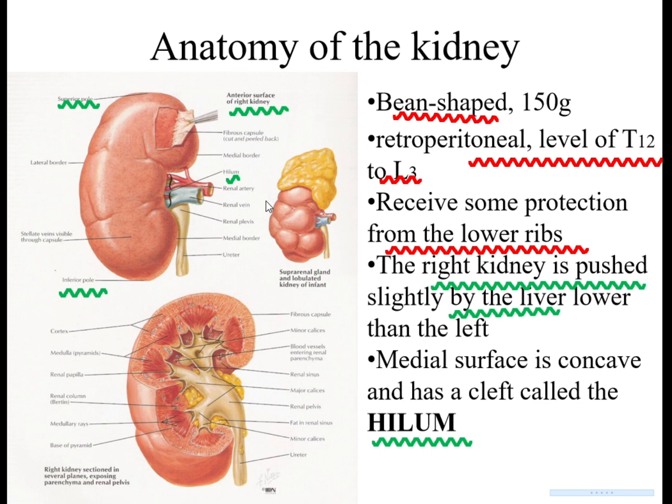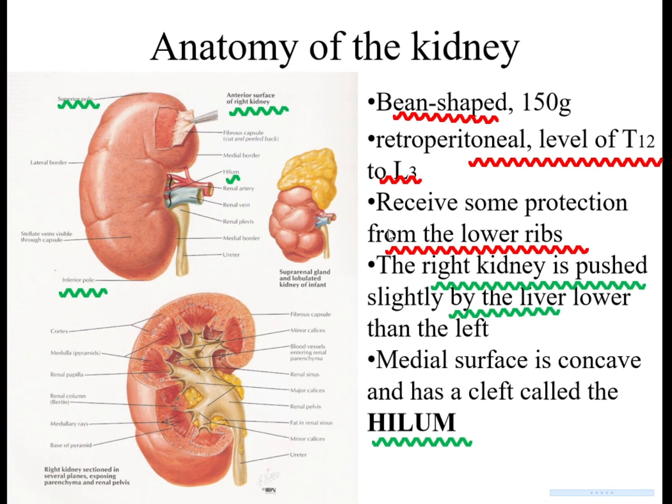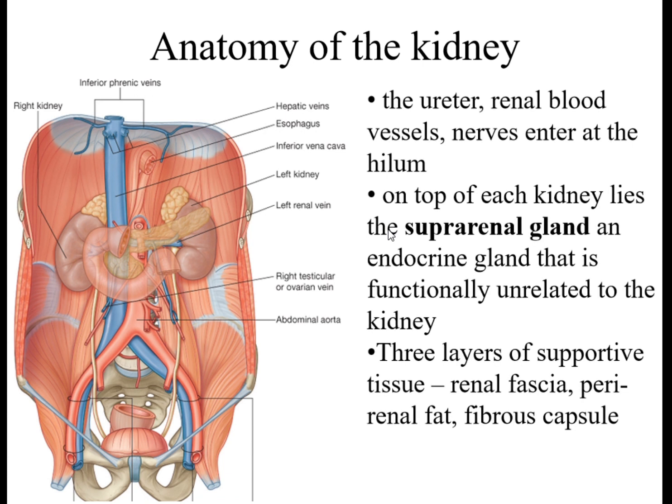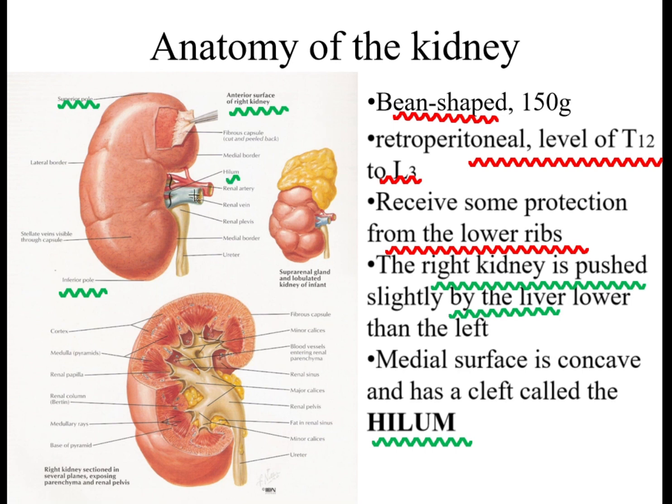Next, see the anatomy of the kidney. The ureter, renal blood vessels and nerves enter through the hilum. As you can see here, in the hilum part the renal vein, renal artery and renal pelvis all enter through this hilum part.